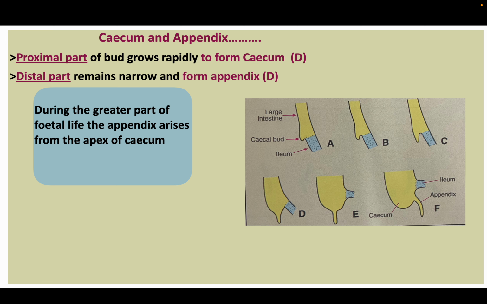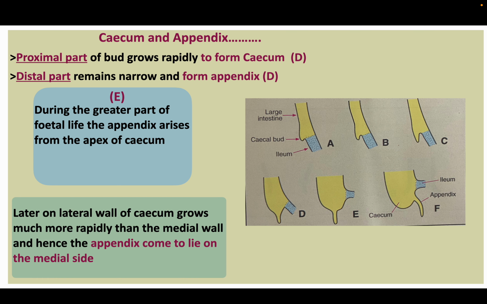Now during the greater part of fetal life, the appendix arises from the apex of the cecum. Just before birth, about a month or 1.5 months before, the lateral wall of the cecum grows much more rapidly than the medial one. Hence the appendix comes to lie on the medial side. You can see here, the appendix is lying on the medial side. Why does this position happen? It is because of the differential growth of the lateral wall of the cecum.